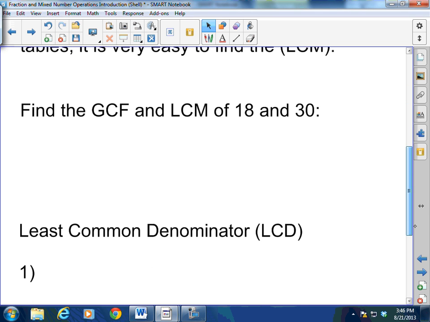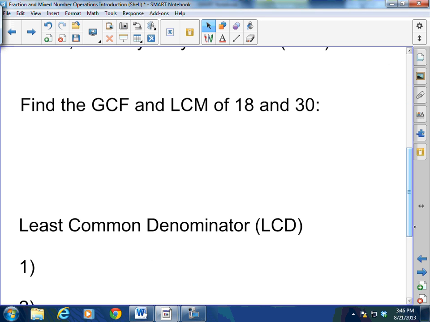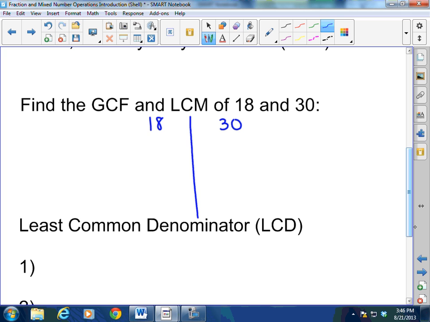Now, let's go ahead and do an example. Let's find the GCF and LCM of 18 and 30. Very simple. Please follow these directions. 18 and 30. Again, if you know your times tables, you could probably already know both of these answers, but let's just say that you still need some refreshing. Let me show you a nice, easy procedure.